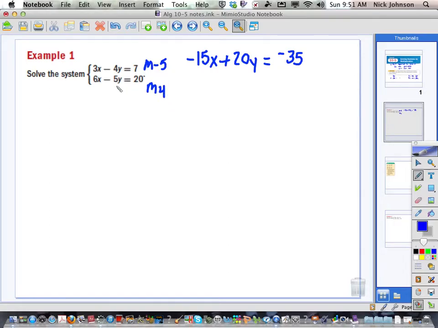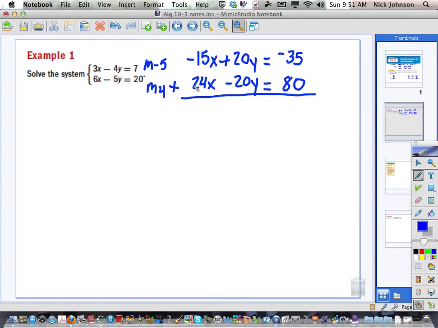Okay? So 4 times 6x gives me 24x. 4 times a negative 5y gives me a negative 20y, which is what we wanted. If you don't get out what you wanted, then you need to go back and figure out what you did wrong. 4 times 20 is 80. Okay? Now, this is just basic math. Remember, we're just adding these things together.